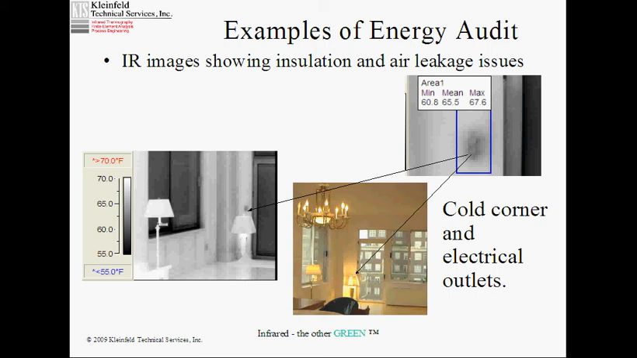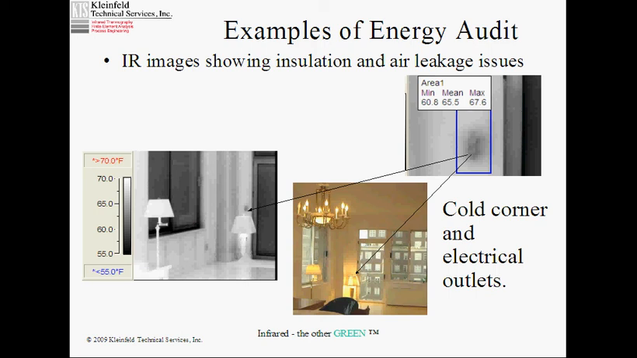Two infrared images, photo of the same area. That's the light switch up above, and that is really showing you air infiltration. And you can see the temperature ranges there. The blue box is the measurement area. You can see it's ranging from almost 61 to 67.5. That's a pretty big temperature change on a small area of wall.